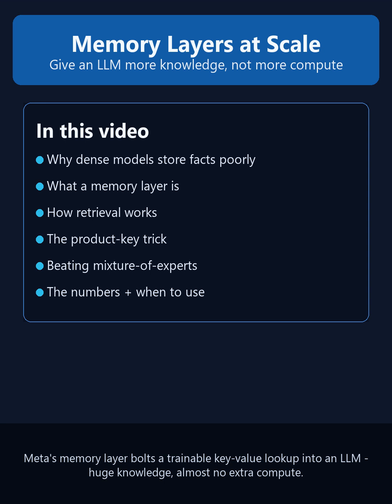How do you give a language model far more knowledge without making it more expensive to run? Meta's answer, from a 2025 paper called Memory Layers at Scale, is a trainable key-value lookup you bolt into the network. In this video, why dense models struggle to store facts, what a memory layer is, how it works, the product key trick inside it, how it beats mixture of experts, the numbers, and when to reach for it.